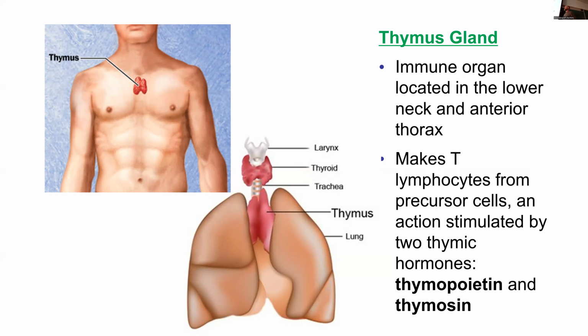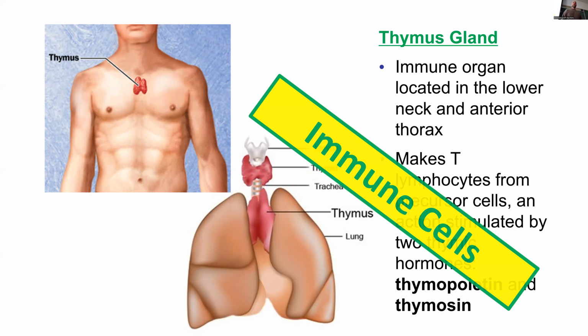Again, this is an anatomy class, so I want you to know where the thymus is, what it looks like, and generally what it does. And we talked about one of its roles in the immune system already. Here I just want you to know that that functionality is regulated by these hormones that it secretes, specifically thymopoietin and thymosin. So the thymus gland makes immune cells.